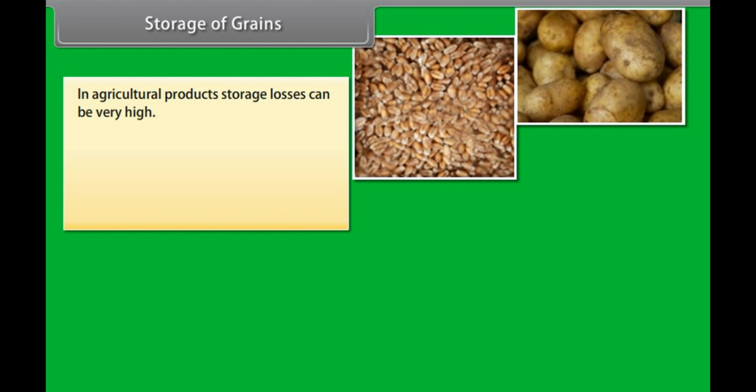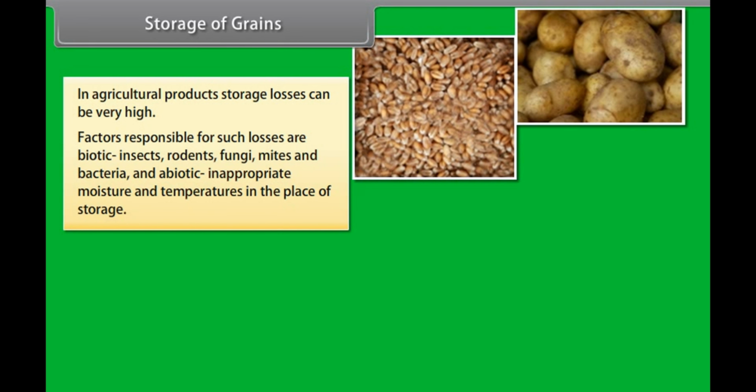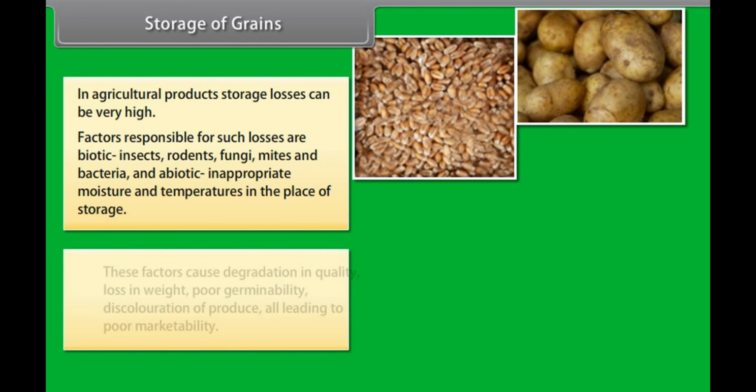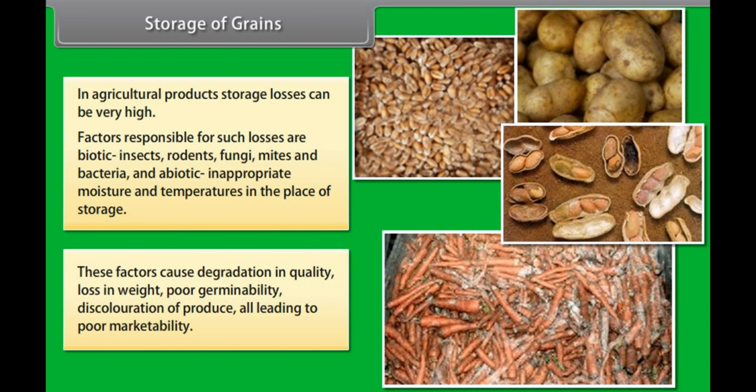Storage of grains. In agriculture products, storage losses can be very high. Factors responsible for such losses are biotic: insects, rodents, fungi, mites, and bacteria, and abiotic: inappropriate moisture and temperatures in the place of storage. You know, these factors cause degradation in quality, loss in weight, poor germinability, discoloration of produce, all leading to poor marketability.